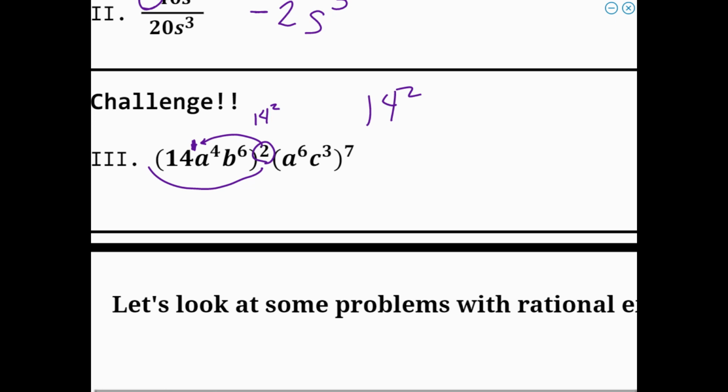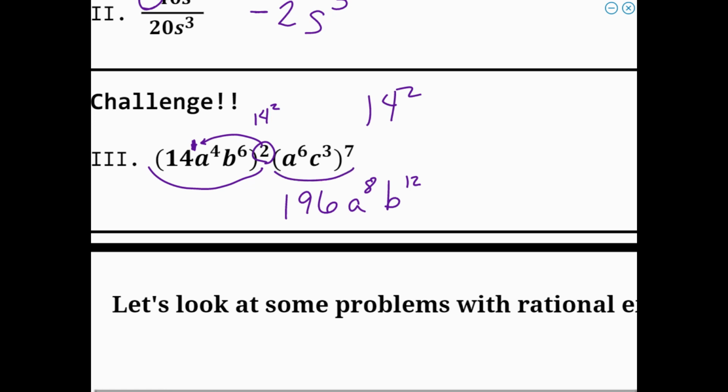So 14 squared is what? It's 14 times 14, which equals 196. Because we did 14 times 14, which gives us that. What's our A going to have on it? A is going to have the power of what? 8. Okay, and B is going to have the power of 12.